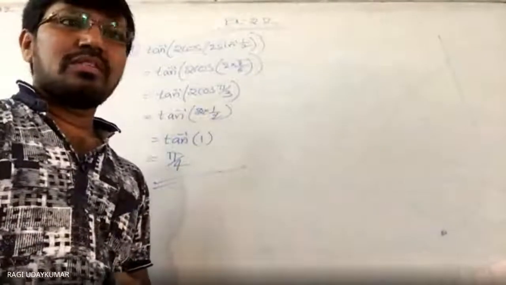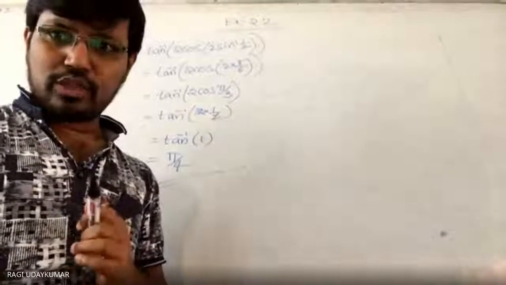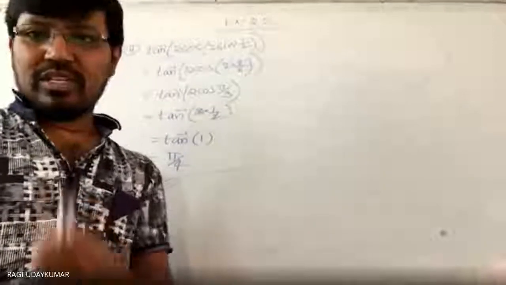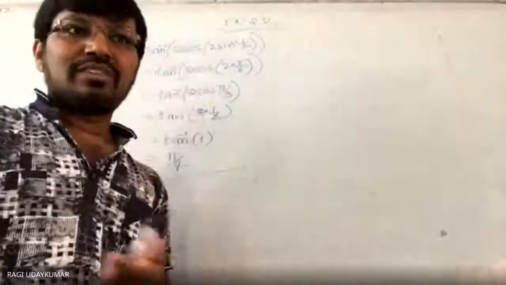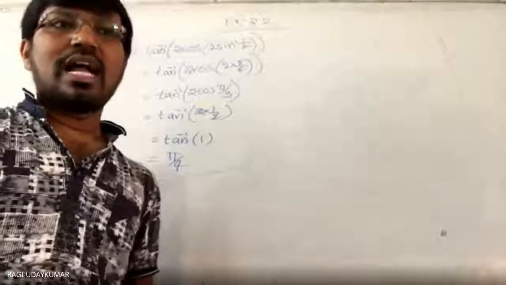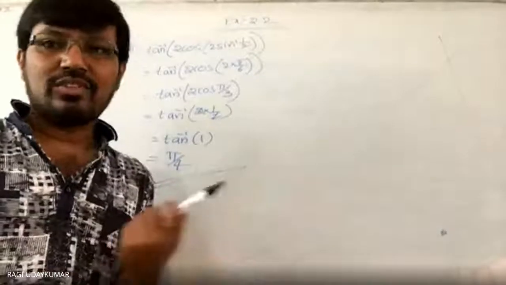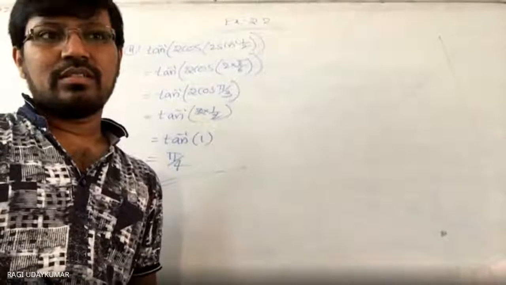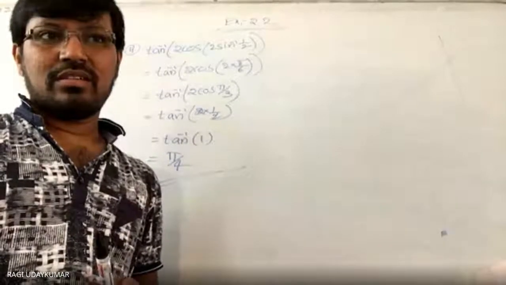The 12th problem: did you keep the textbook in front of you? Yes, sir. It is very simple. Tan inverse A plus cot inverse A is equal to pi by 2. Cot of pi by 2 value is 0. The answer is 0. Did you get my point?